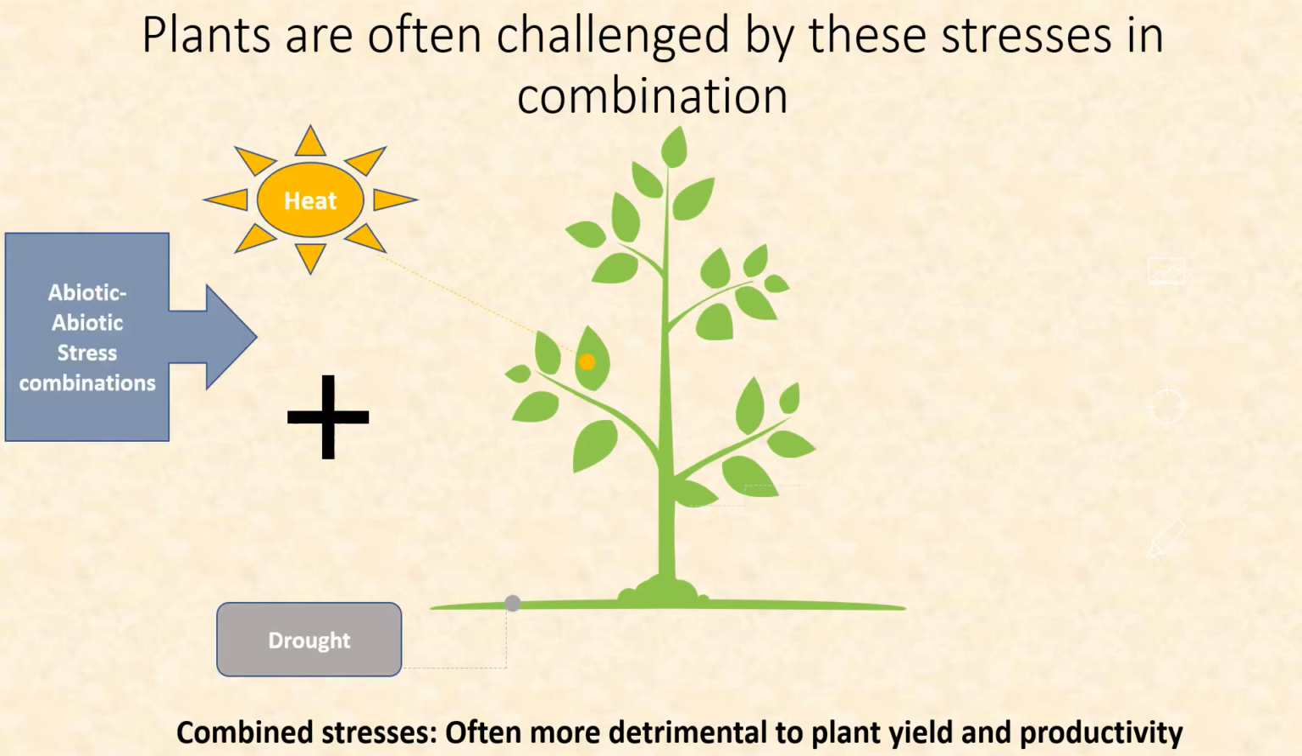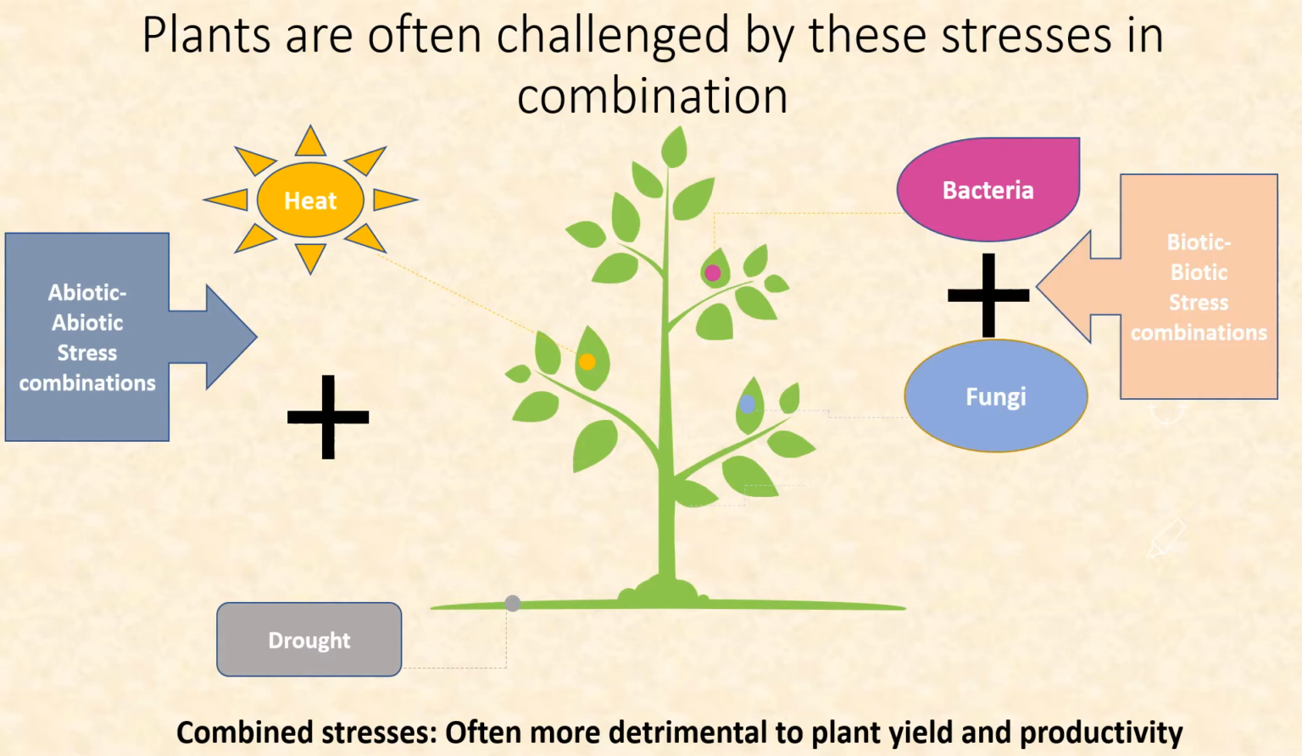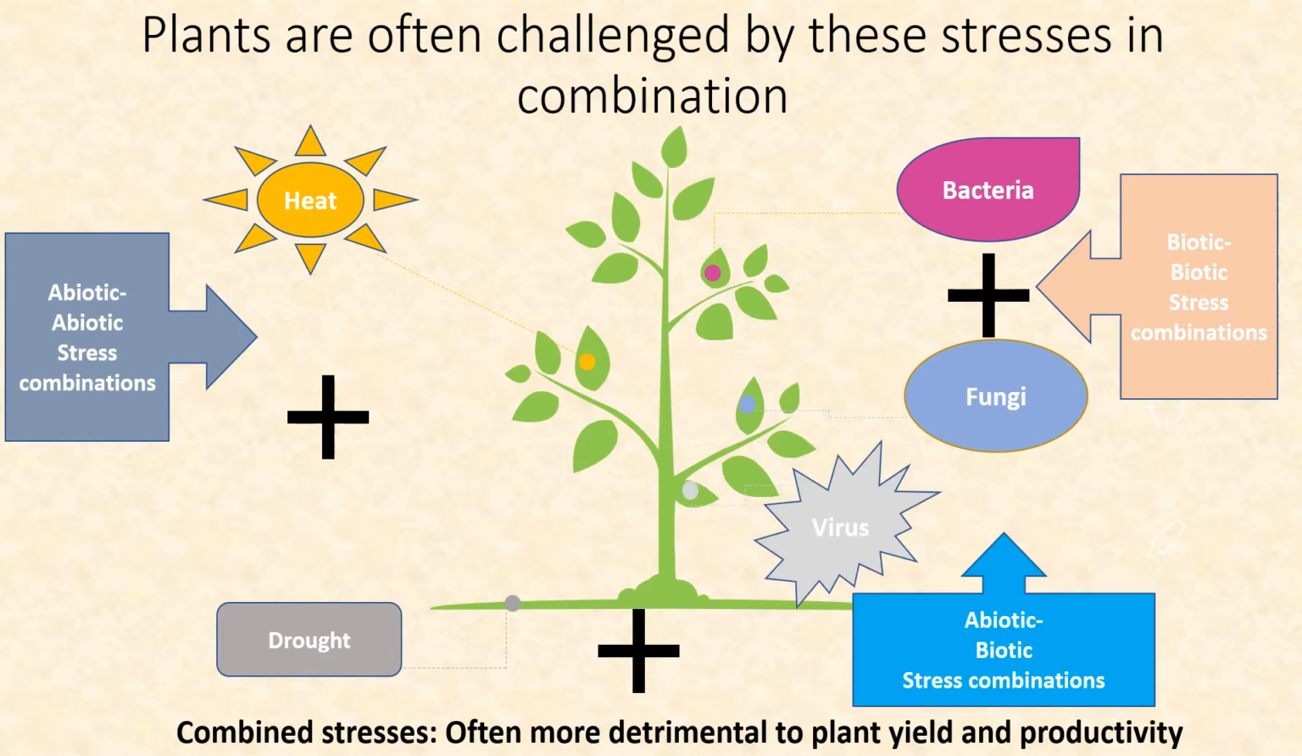These combinations of stresses can be of the abiotic stress combination type, for example, heat and drought stress coming together to a plant. Secondly, it can be of the biotic stress combination type, for example, bacterial and fungal stress coming together to a plant. And finally, it can be of the abiotic and biotic stress combination type, for example, drought and viral stress coming together to a plant. Often, these combined stresses are more detrimental to plant yield and productivity and hence need dedicated research.